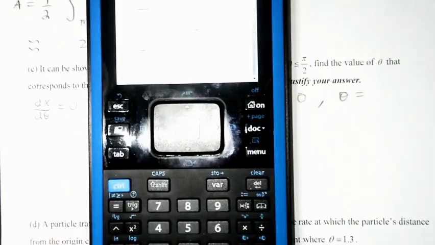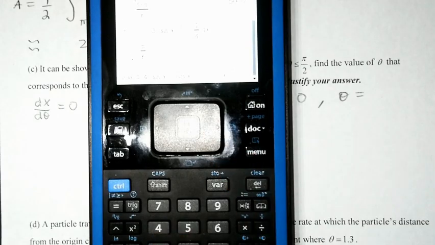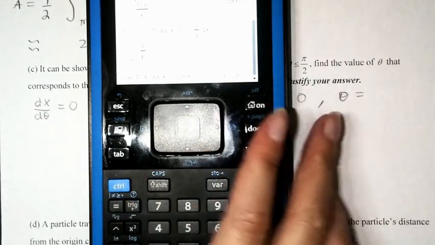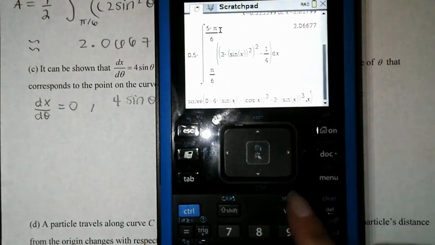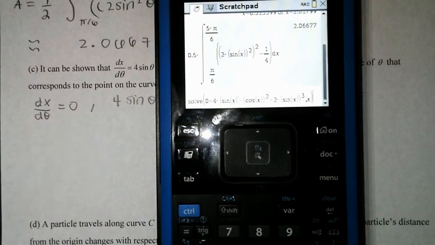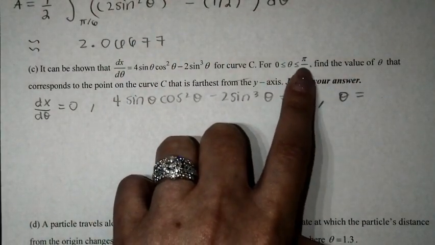You're going to solve it for x. Let me just make sure that it's below. I don't know if you can see it there. Yeah, you can see it there. Now here we don't want it for all the numbers, we want it specifically in this part of the problem, from 0 to pi over 2.